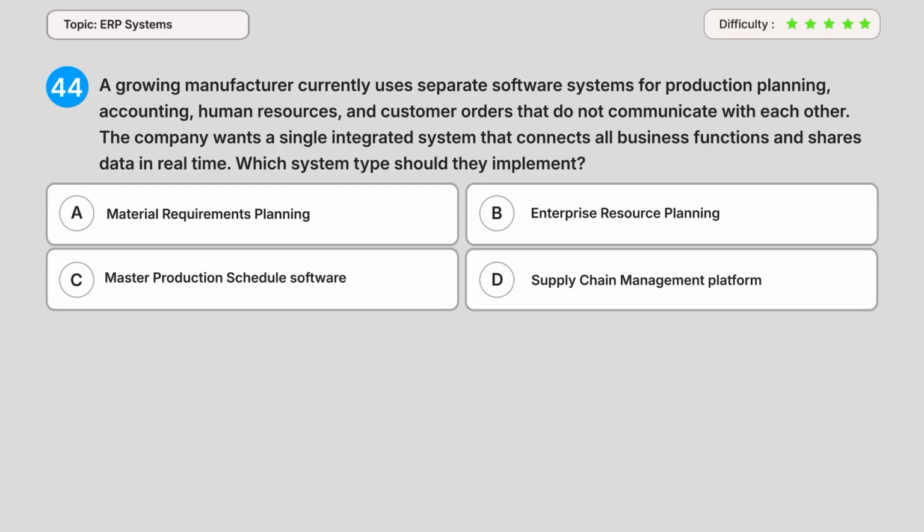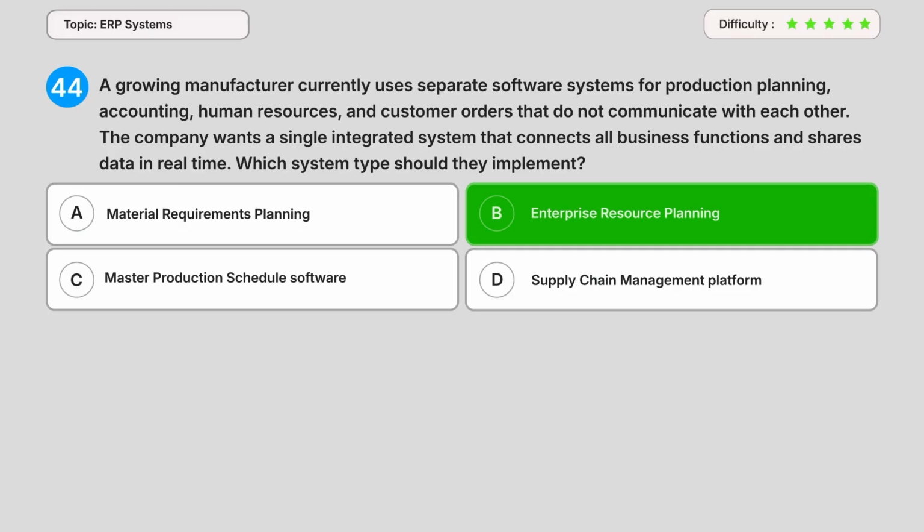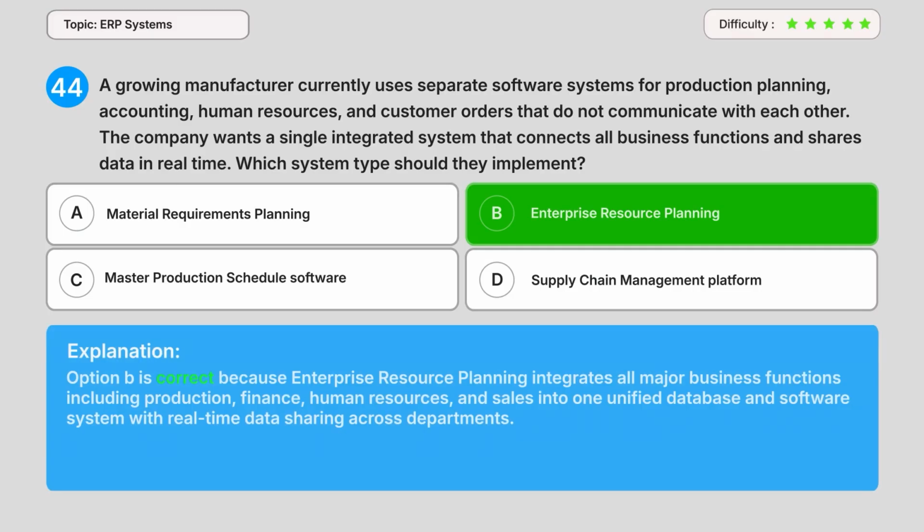Correct answer, B. Enterprise resource planning. Explanation. Option B is correct because enterprise resource planning integrates all major business functions, including production, finance, human resources and sales, into one unified database and software system with real-time data sharing across departments.